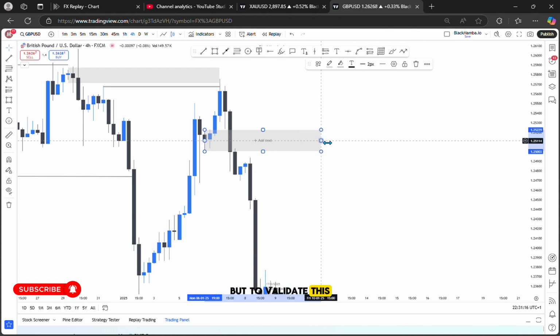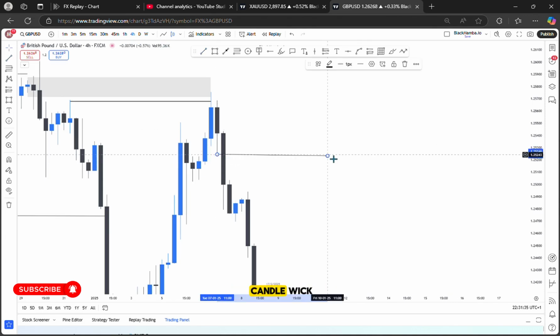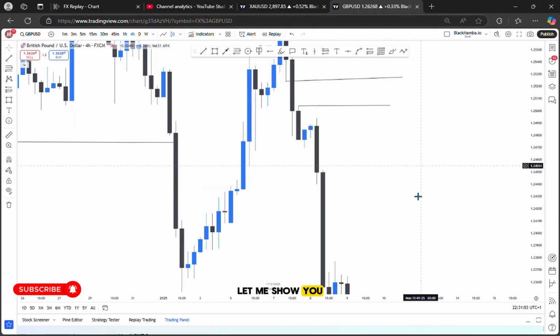But to validate this breaker block, I said one, it has to be coming from a higher time frame point of interest. And the second thing, we need it to align with a fair value gap. The gap between this candle wick and this candle wick is the fair value gap. Let me show you another example now.